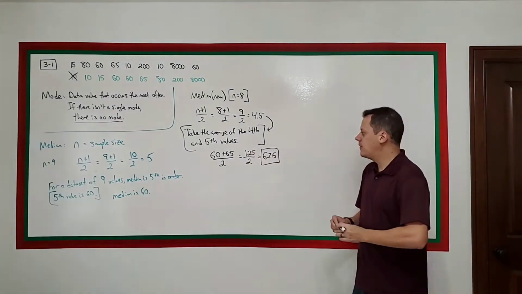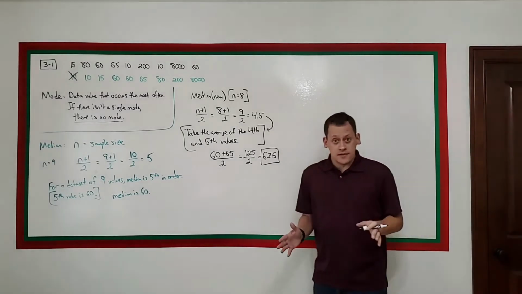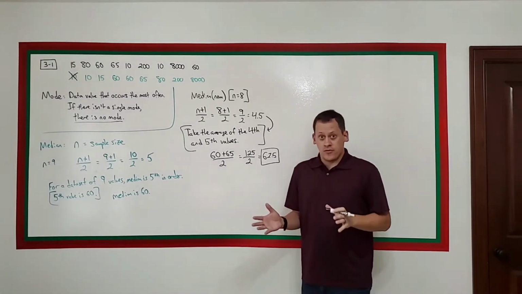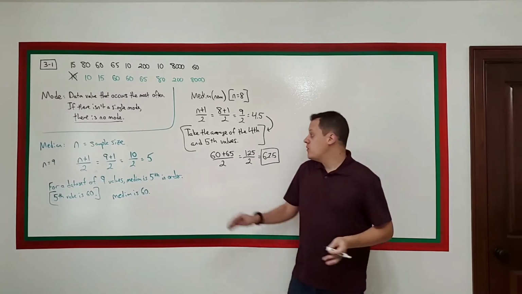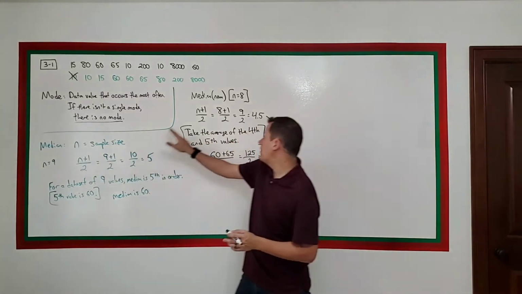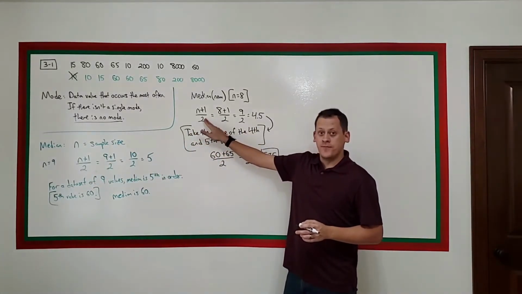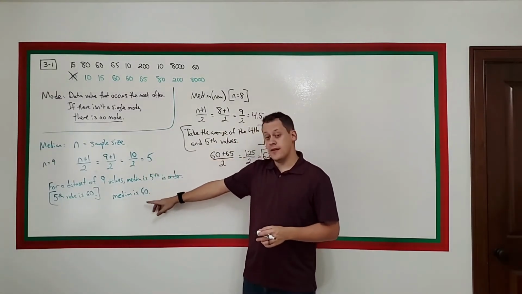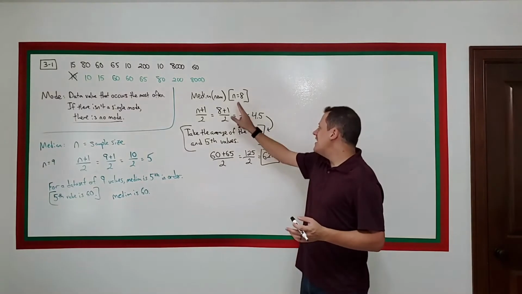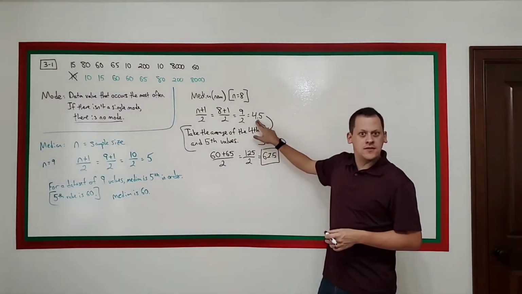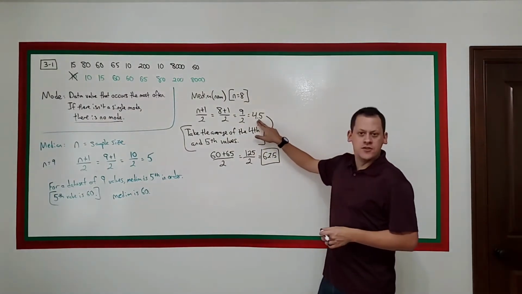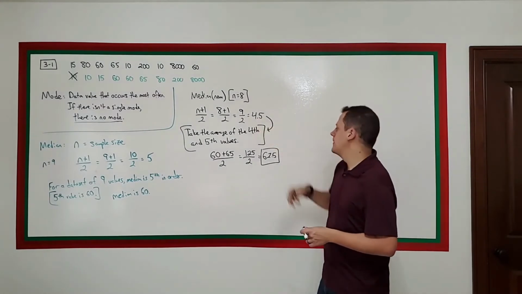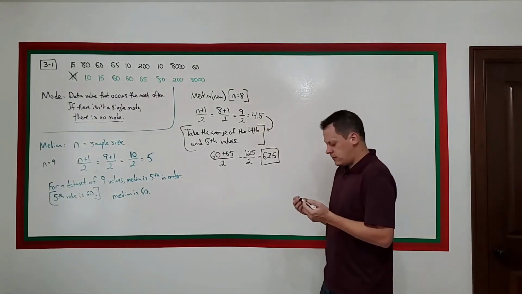All right? So notice, it doesn't matter whether n is even or odd. We still use the same formula, (n plus 1) over 2. And if your n is odd, this becomes very straightforward to find the median. It's when n is even that you have to know what this means. It just means take the average of the two values that are closest to this. Okay.